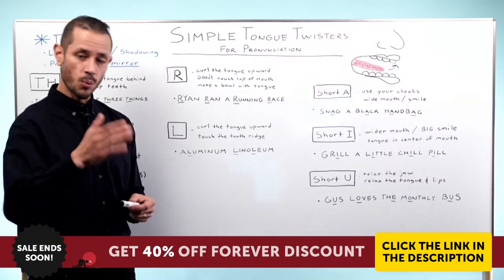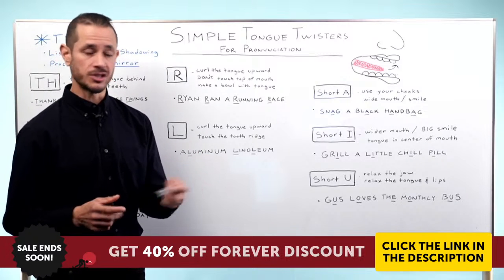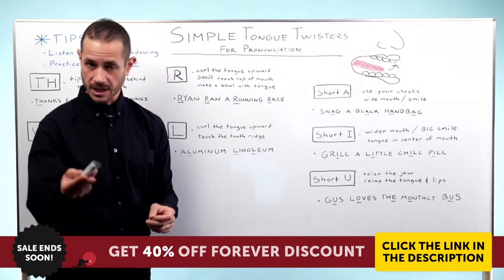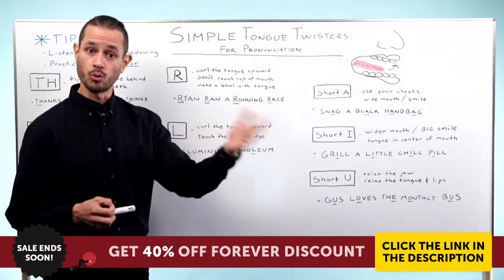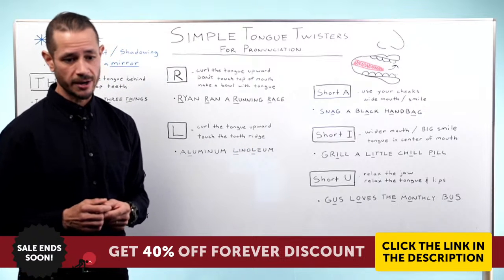So start slow. Say the sounds one by one. Ryan ran a running race. You do not touch your tongue to the top of the mouth. Give it a shot. Run a race. Let's see, any tongue twisters that you can share?